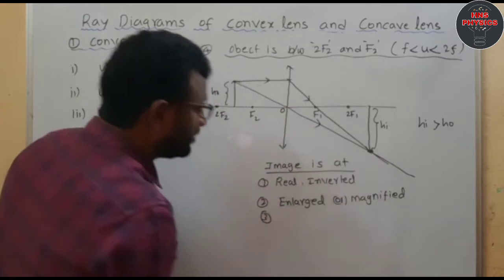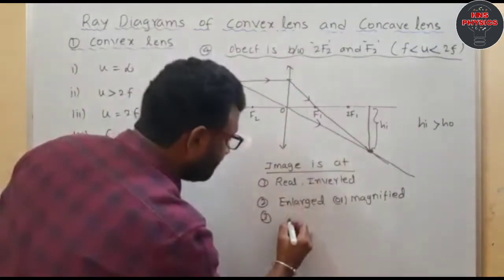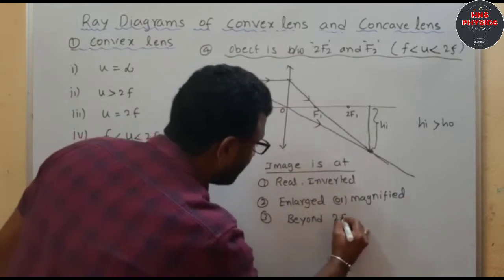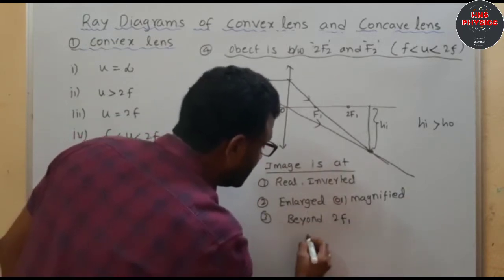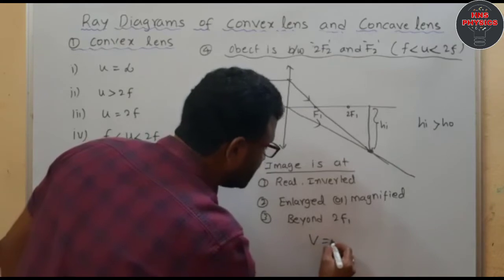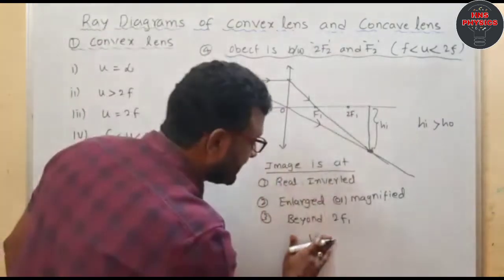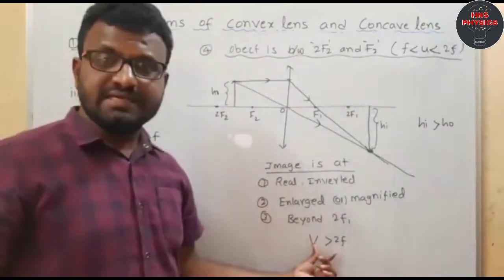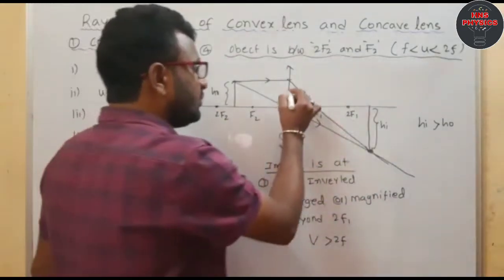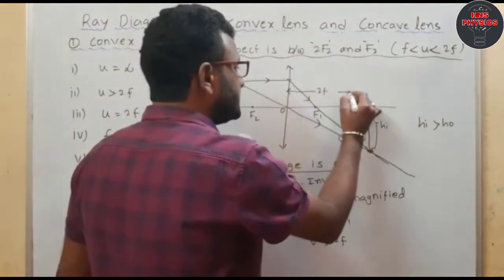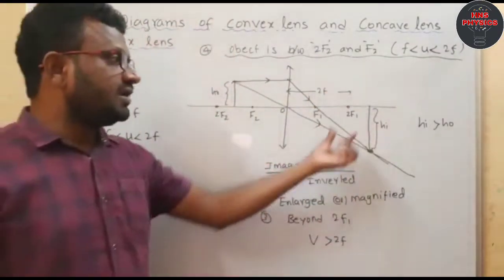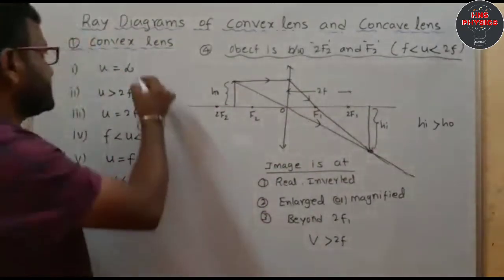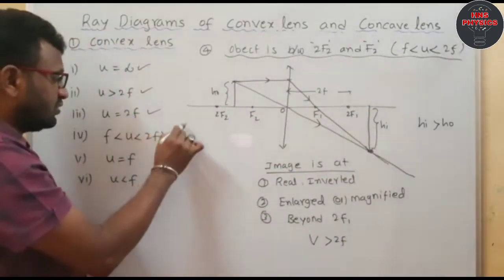Next, come to the third one, the image is formed behind 2f1. So that means here the image distance is greater than 2f, double focal length. So here the image distance is greater than double the focal length. So this is the fourth one. First one, second one, third one, fourth one completed.